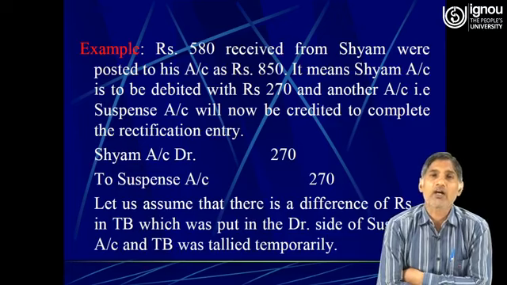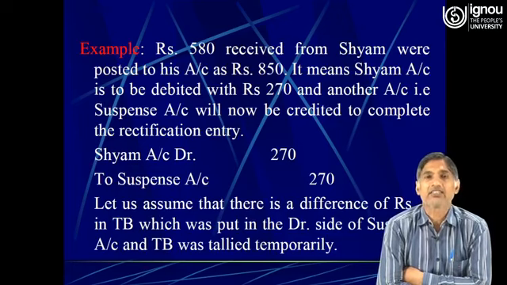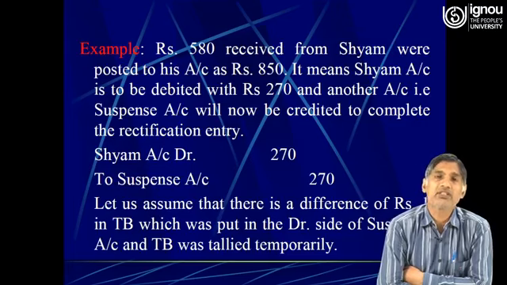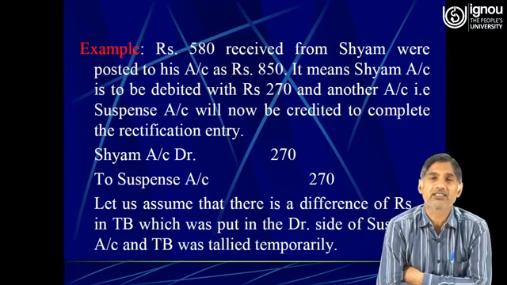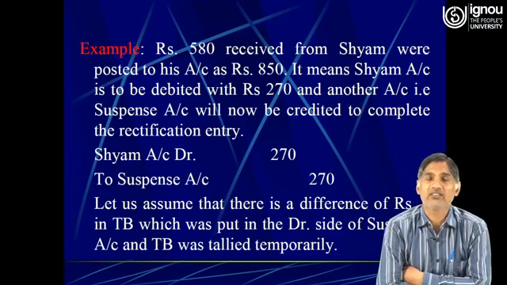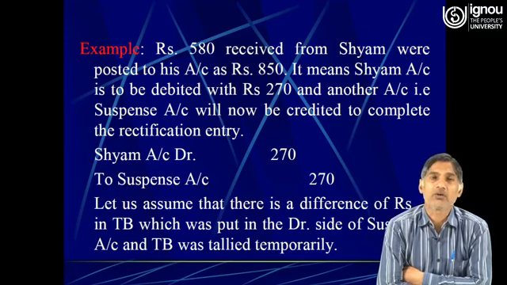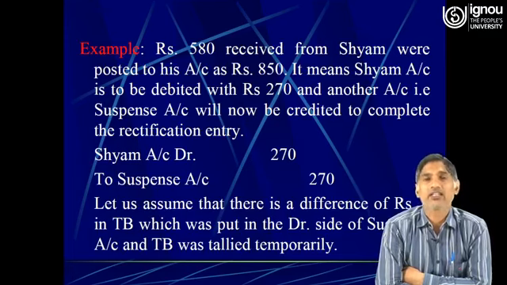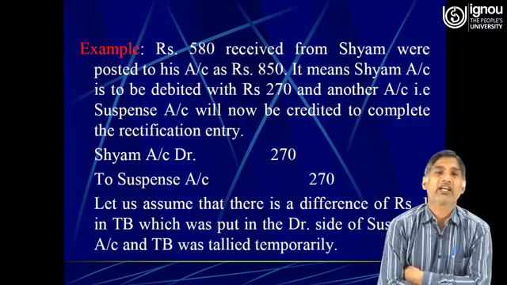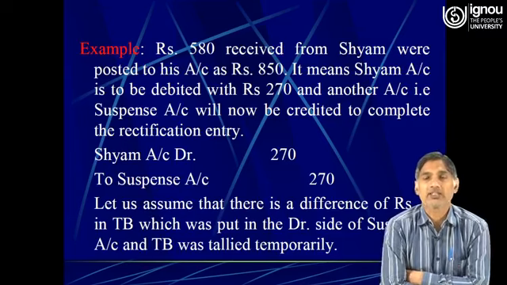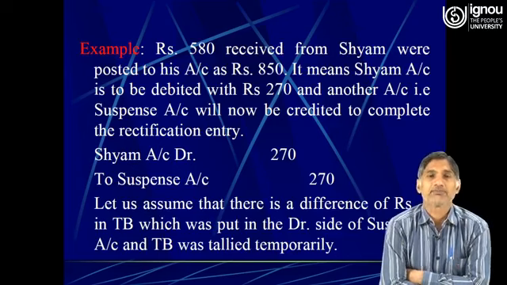Because the Shyam account must have been credited by rupees 580, instead of 580 the amount credited to his account was 850. It means his account was credited in excess by rupees 270. Therefore, in order to nullify the effect, we will have to debit the Shyam account. Shyam account debit 270. Therefore, here we will credit the suspense account, suspense account 270 rupees.